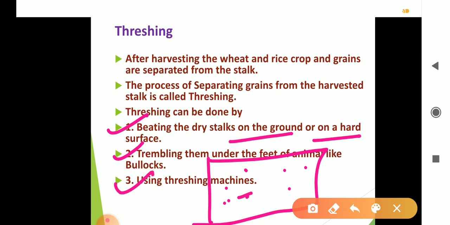Then next is using a threshing machine. Threshers are there which directly, we put these stalks into the thresher, then they separate the grains.